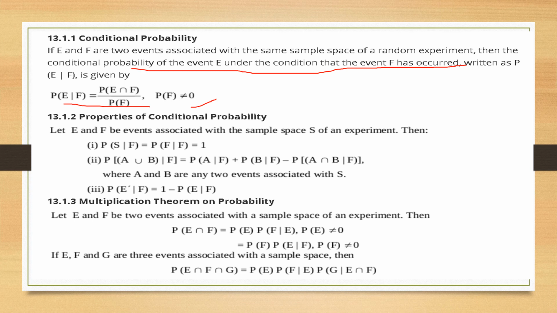The properties of conditional probability say that if E and F are two events associated with the same sample space of an experiment, then probability of S under F is equal to probability of F under F is equal to 1, right? And the second property, probability of A union B under F, can be written as just an extension of the addition rule: probability of A under F plus probability of B under F minus probability of A intersection B under F. And the last one is for complements: probability of E complement under F is equal to 1 minus probability of E under F. And this is the multiplication theorem we have studied for 2 events and for 3 events, right? This is the way we can apply the formula, right?